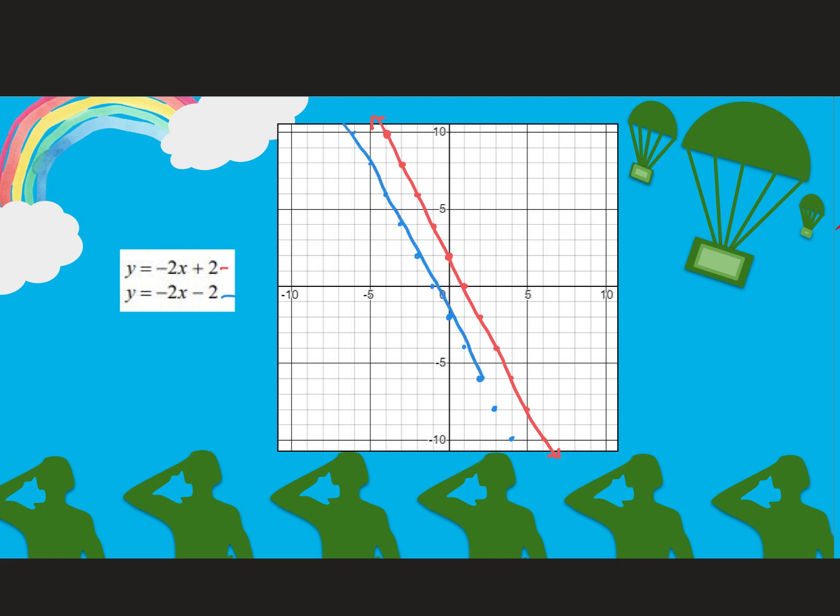Oops, crooked line again. Apologies about that. I'll one day learn how to make a straight line. All right, and we can see here that we have parallel lines. So that means that this system has no solution.